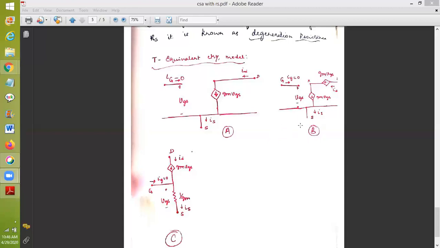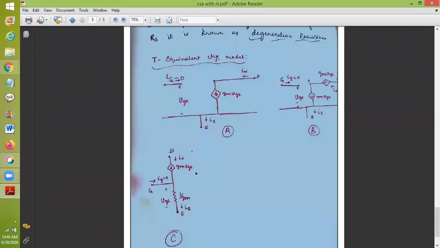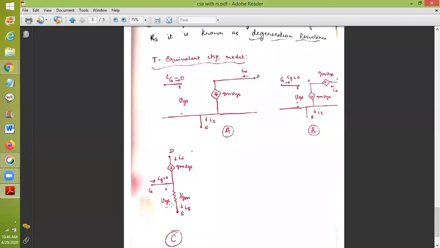There are many conversions that are not in your syllabus, so I am directly writing it like this. How to draw the T model? If you view it from here, it looks like a T: gate, drain and source. The gate you write here, and the drain is here. The drain current flows from drain to source, so the current is gm into VGS. And here you have 1 divided by gm, which you represent by this resistance. So this is known as the T model.